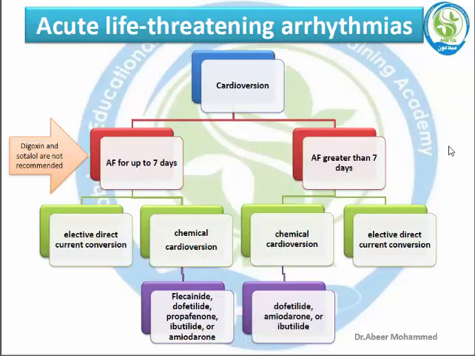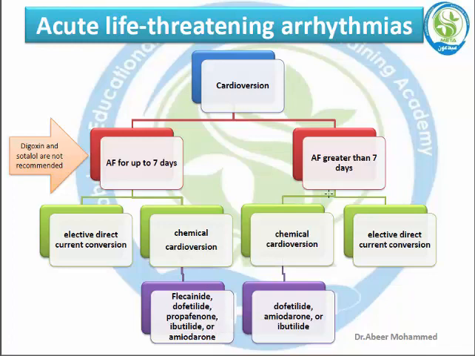Cardioversion either chemically by using antiarrhythmics or by electrical shock. It depends على الزمن وصول العيان، ال AF حصلت. If more than 7 days we can use elective direct current cardioversion by electrical shock or by chemical cardioversion بال antiarrhythmics class 1 mainly and class 3 antiarrhythmics like flecainide or propafenone, which are class 1C antiarrhythmics, dofetilide, ibutilide, and amiodarone.